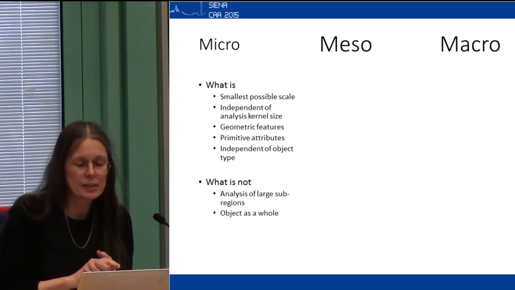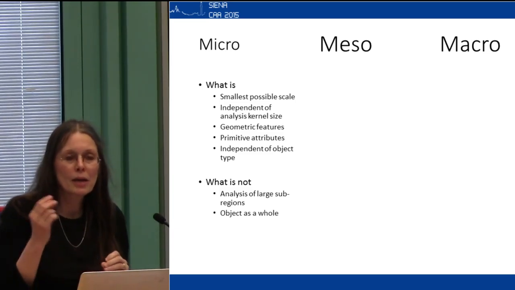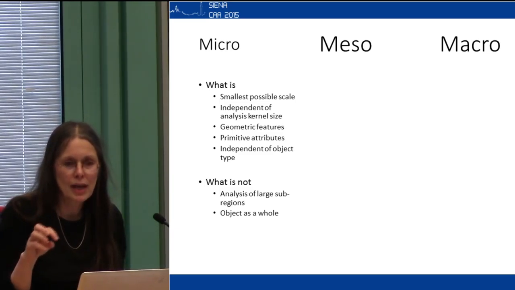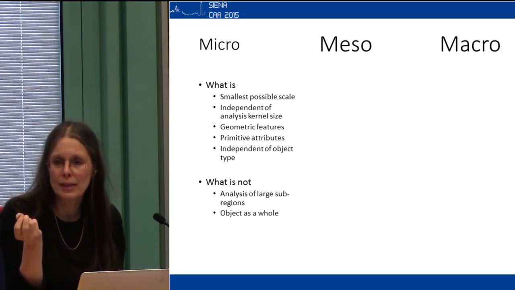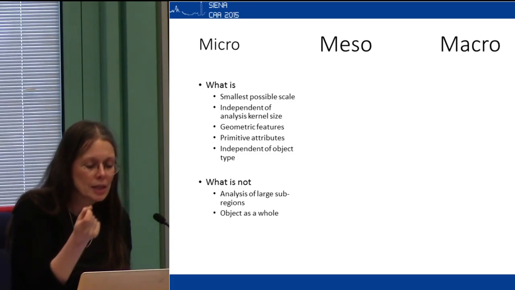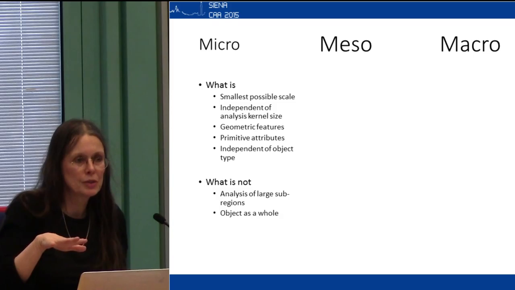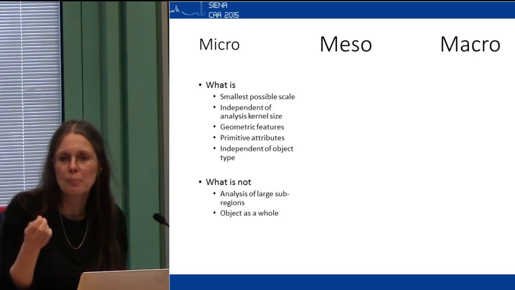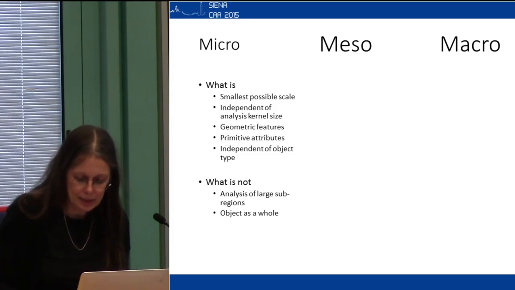So perhaps the scale, the size, needs the most explanation. Micro means not microscopic or molecular level, but it means what can you say about a point? Is the surface flat at this point, or does it have a high curvature at this point? So you may need to use a surrounding geometry to compute this, but you can associate this property with a point. So that's what we are calling micro analysis.